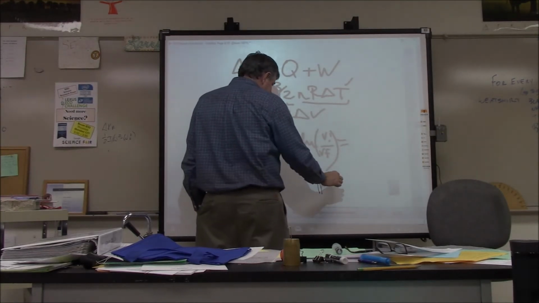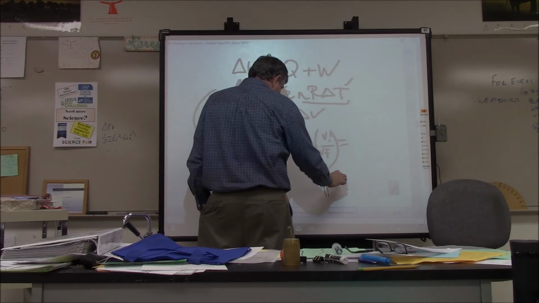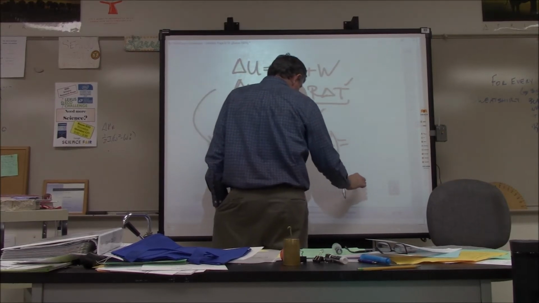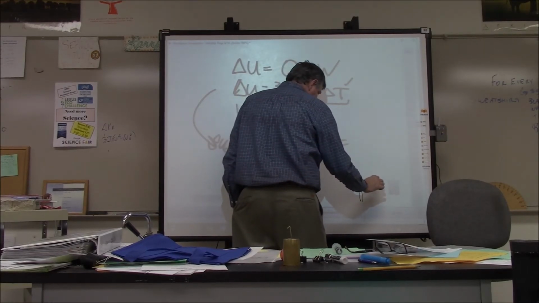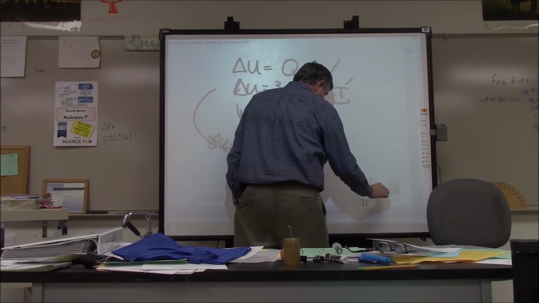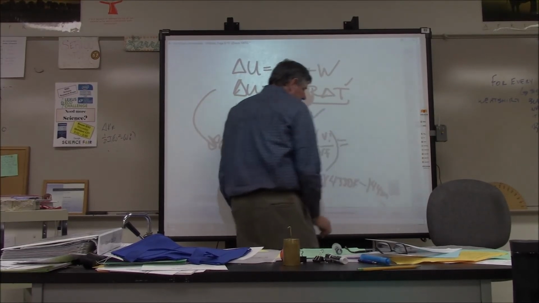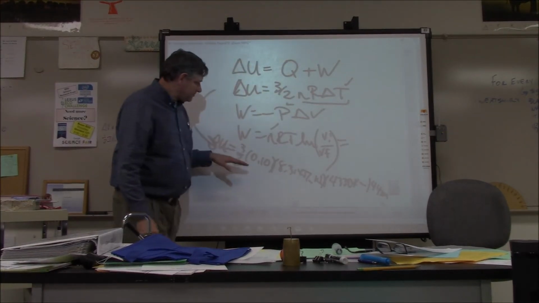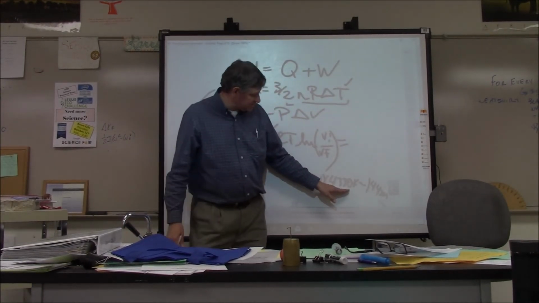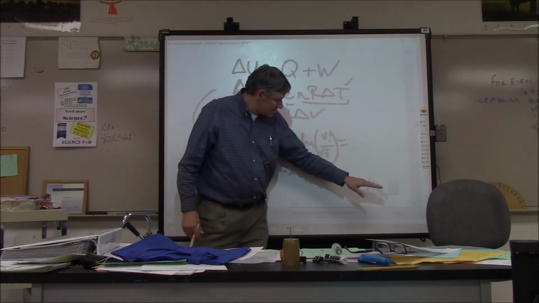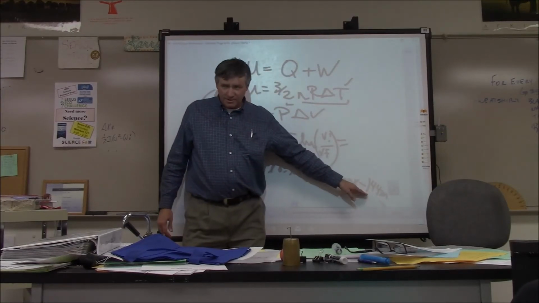So what was that final temperature? 4330? Yeah. And that initial temperature was what? 1443 Kelvin. Now, so I'm going to take the number of moles, which is 0.1, times the gas law constant, times my final temperature of 4330, minus that initial temperature of 1443.